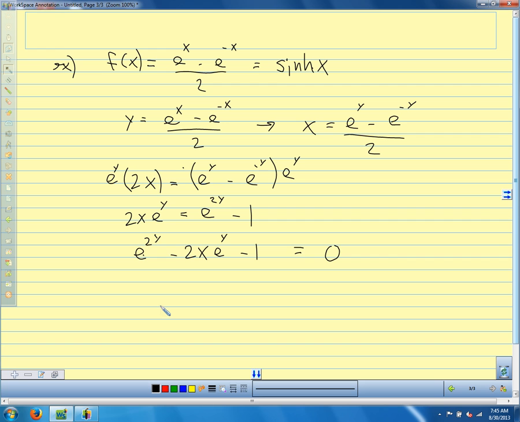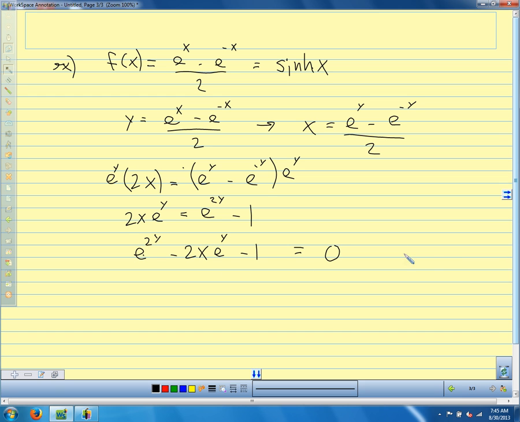What kind of equation do we have? It's a trinomial. I don't know that we can factor it, but what can we always use on a quadratic trinomial? We can use the quadratic formula. This is quadratic in e to the y, and this 2x is just one of our coefficients.